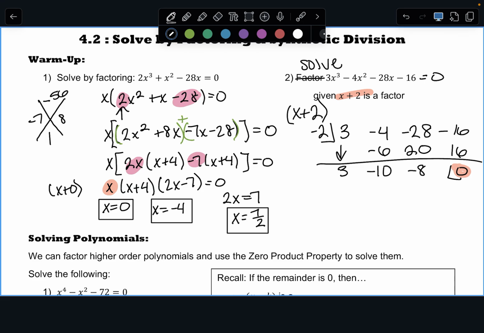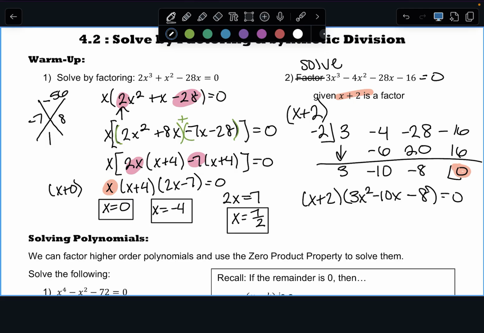Now, our original equation turned into what we divided by, that factor, so x plus 2, times what we got after we divided it off. What is the degree of this polynomial? I started with an x cubed. What's down here? X squared. So 3x squared minus 10x minus 8.